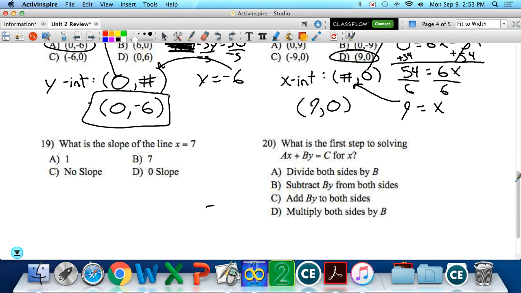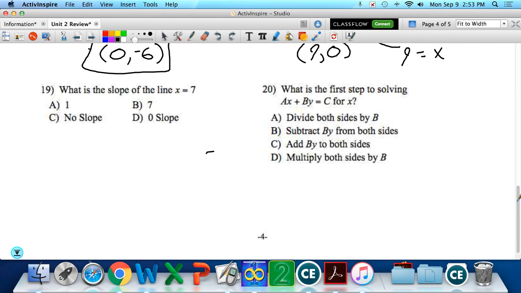Okay, down to 19 and 20. Number 19, it's a definition problem, guys. Okay? I'm about to write something up here on the board. And whenever I do, it needs to be something you write down on your test as soon as you get it. Go to number 19 or whatever horizontal or vertical lines there are and write this stuff down.